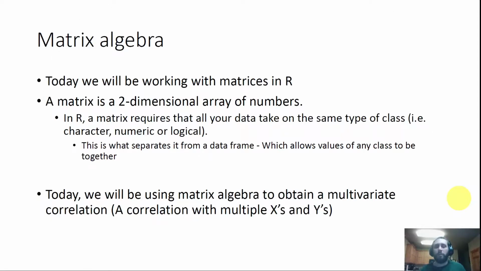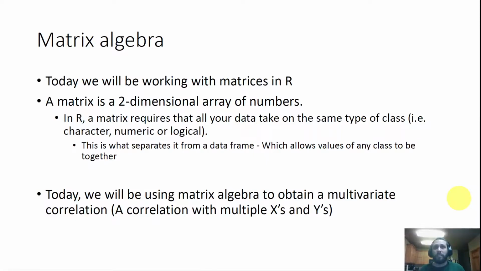Today we'll be working with matrices in R. Essentially, overall, a matrix is a two-dimensional array of numbers. However, in R, a matrix requires that all of your data take on the same type of class. That means either they're all character class, or they're all numeric, or they're all logical. For today, we're going to make sure that they're all numeric class.